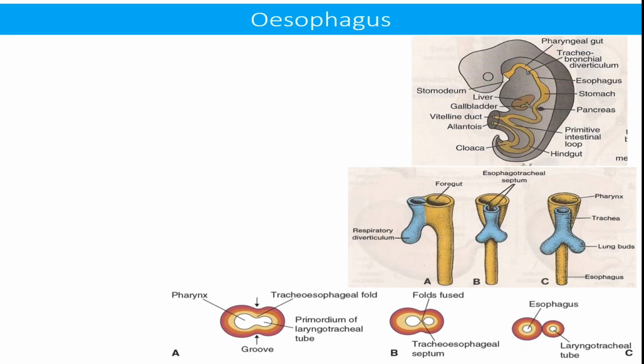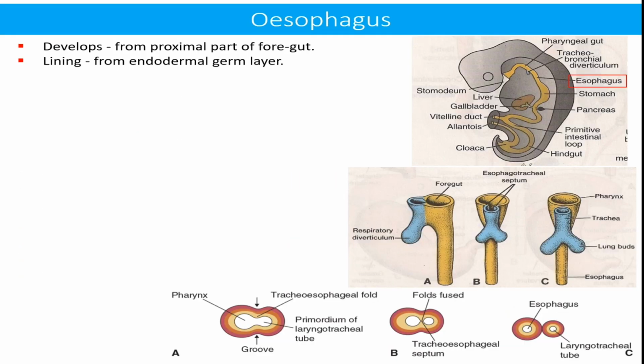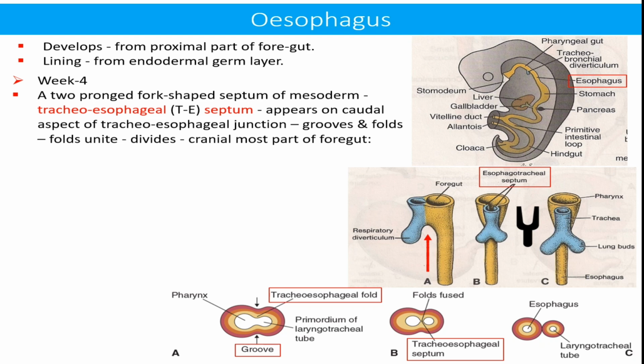We start with the development of the esophagus, which develops from the proximal part of the foregut and receives its lining from the endodermal germ layer of the embryo. During the fourth week, a two-pronged, fork-shaped septum of mesoderm, named the tracheoesophageal septum or esophagotracheal septum, appears on the caudal aspect of the tracheoesophageal junction and produces grooves and folds.